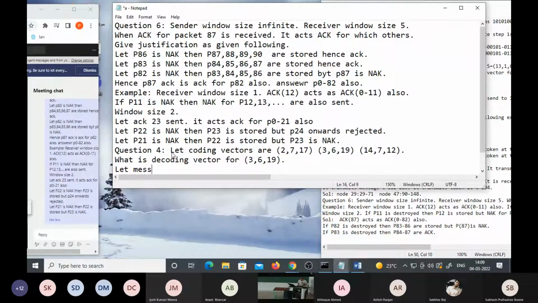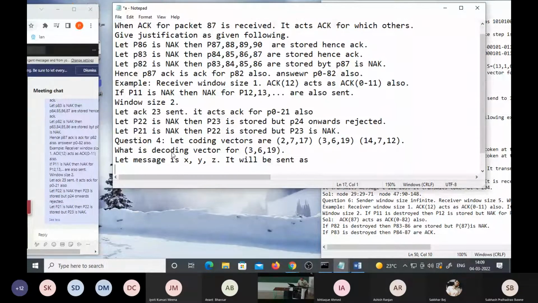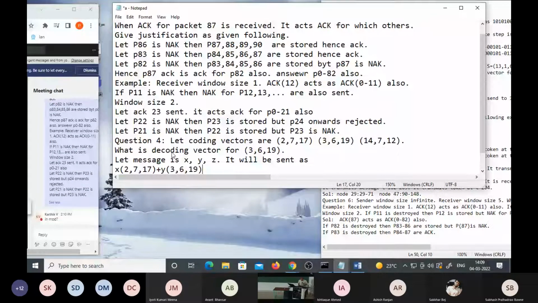Let the message be XYZ. Is it correct? It will be sent as X times 2, 7, 17 plus Y times 3, 6, 19 plus Z times 14, 7, 12. Is it correct? This is our message.